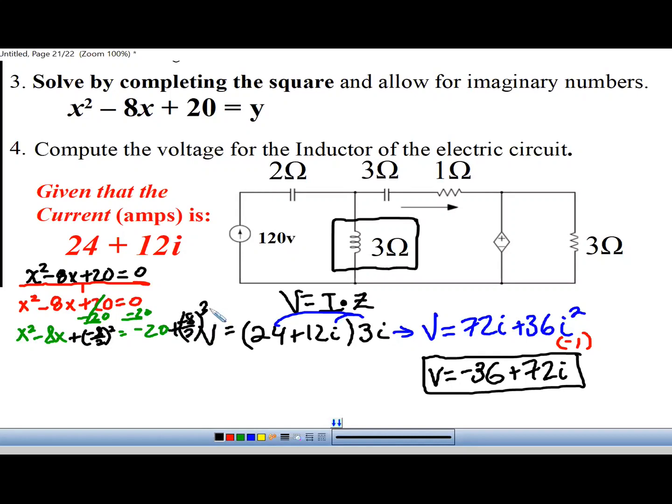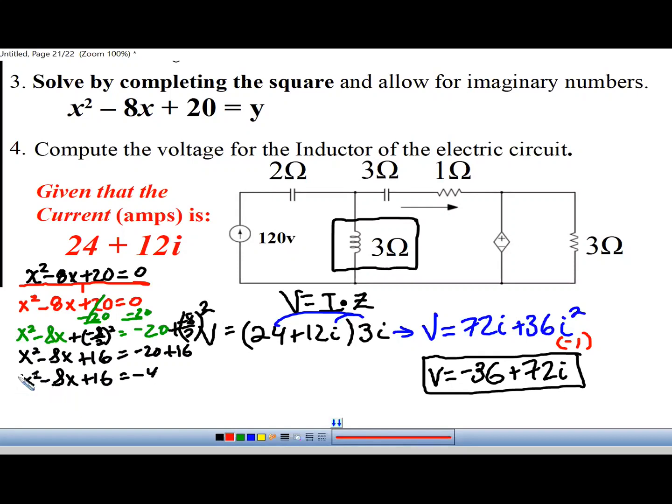All right, so therefore, let's simplify this. This is x squared minus 8x. -8 divided by 2 is -4, squared. That's 16 equals -20 plus 16. I can simplify the right side. That gives me -4. And the left side is still x squared minus 8x plus 16. All right, now I need to factor the left side.